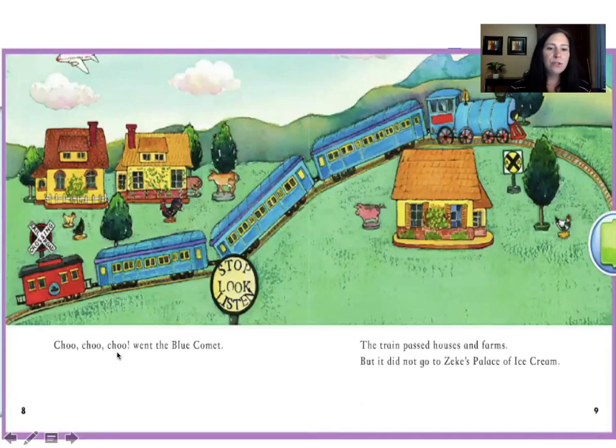Choo, choo, choo, went the Blue Comet. The train passed houses and farms, but it did not go to Zeke's Palace of Ice Cream.